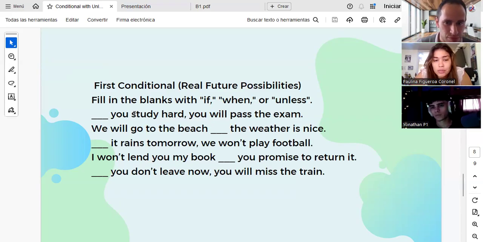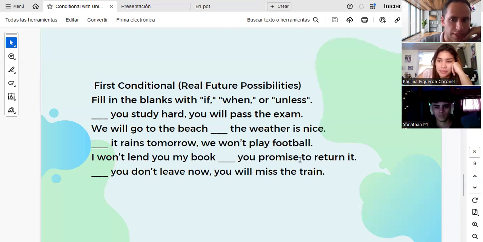I won't lend you my book if you promise to return it, or when. What do you think? This is negative. This is the main clause, right? The result is negative. So we use unless. Okay, no te prestaría mi cuaderno a menos que, unless, tú me prometas regresar. Porque no te prestaría mi cuaderno si tú prometes regresarlo, no tiene sentido, ¿cierto? It's weird. Okay, so in this case, negative, so we use unless. Unless. Thank you so much.